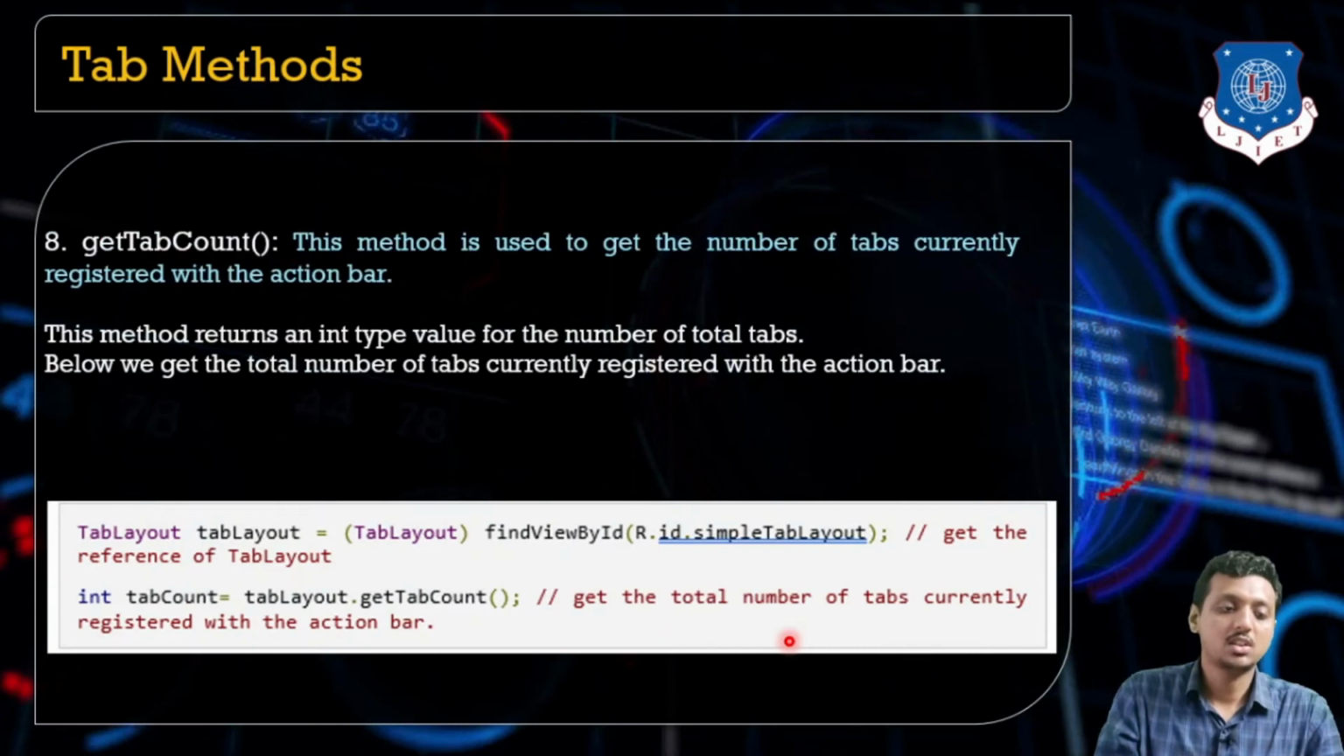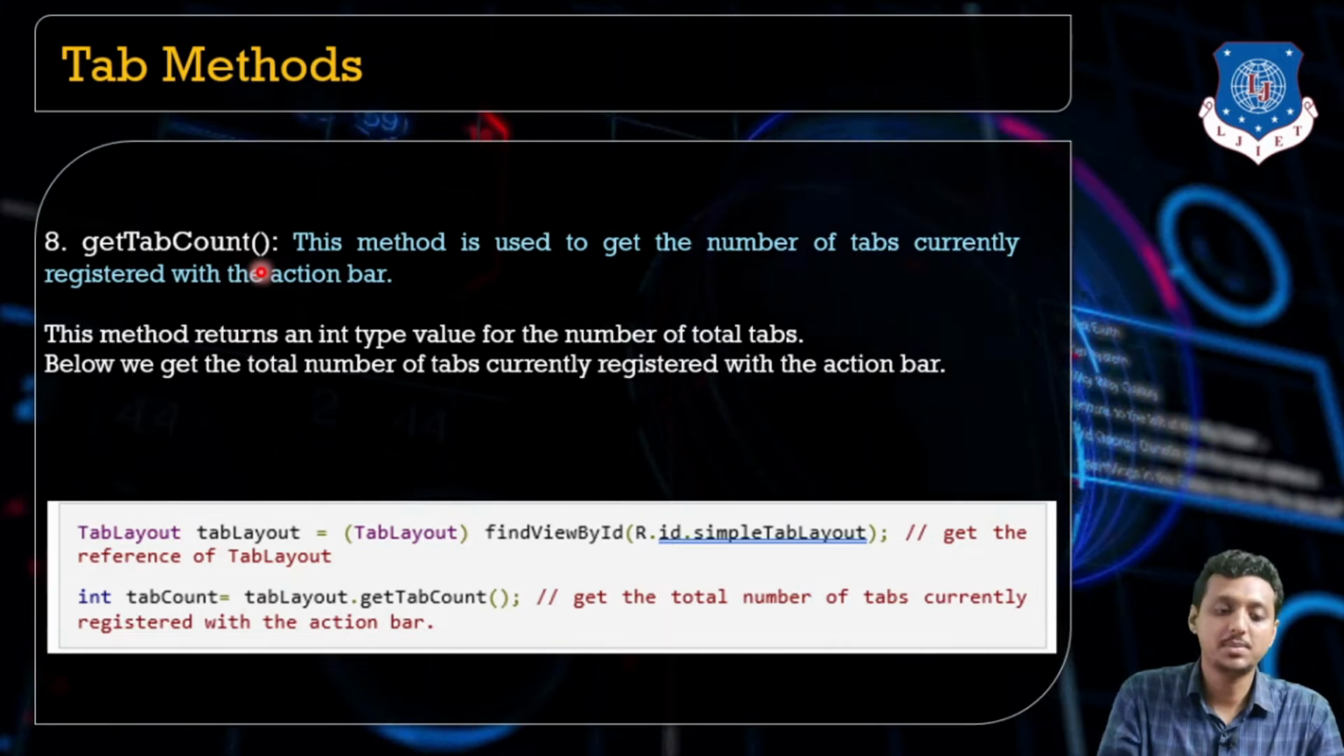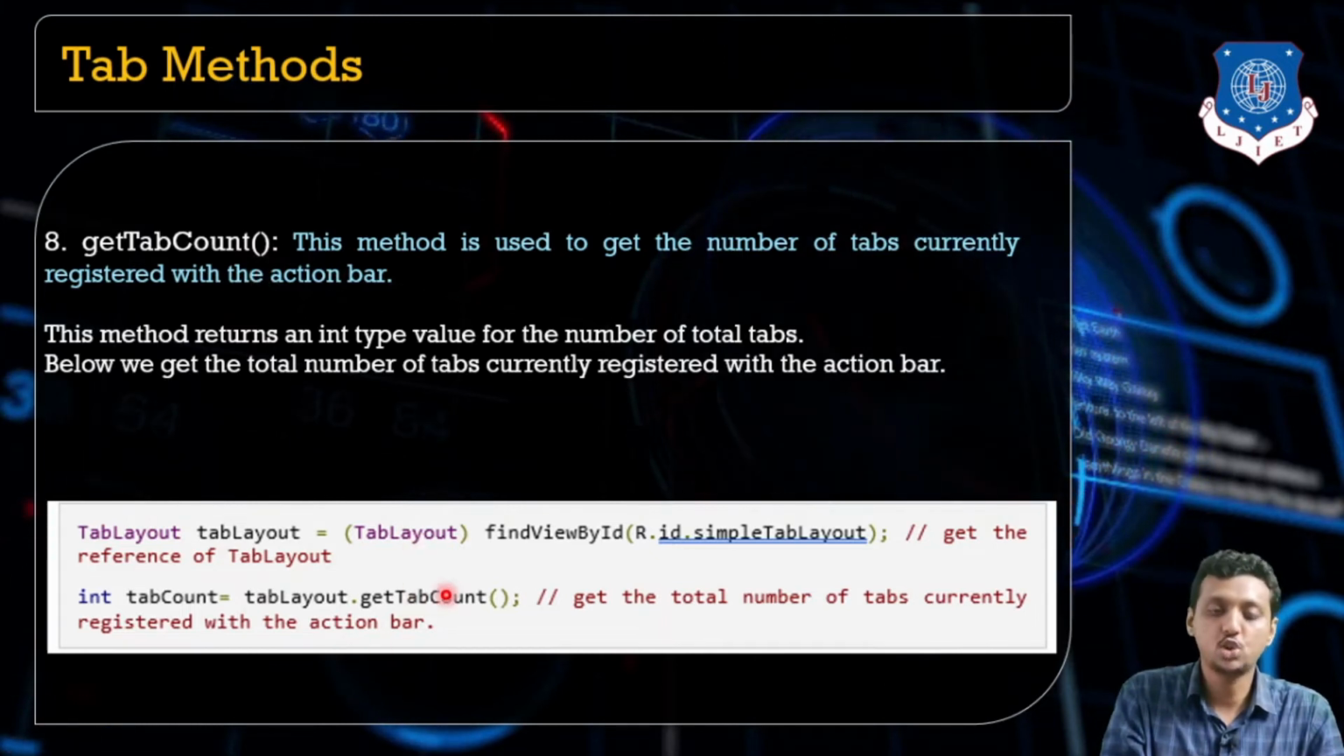Now next, another method is getTabCount. If you want to calculate the total number of tabs in the particular tab layout, then this method should be called.